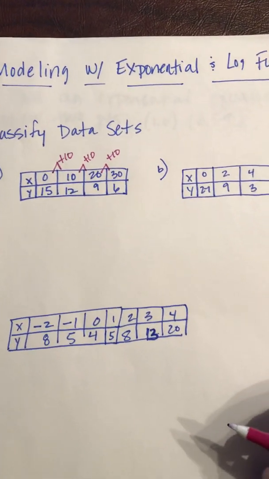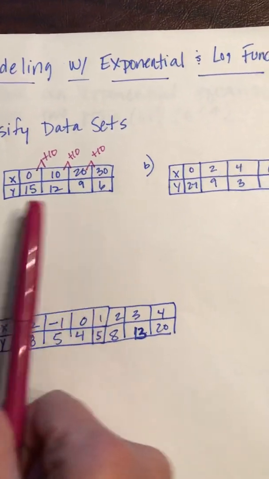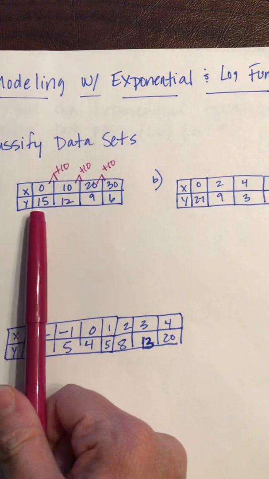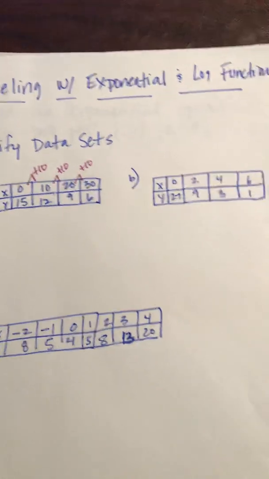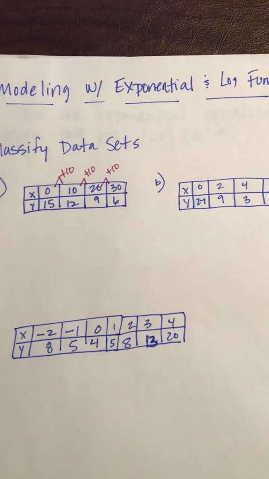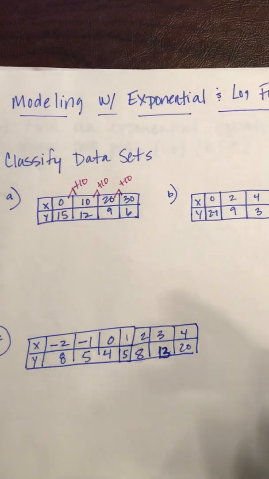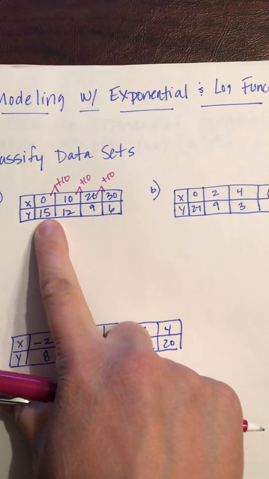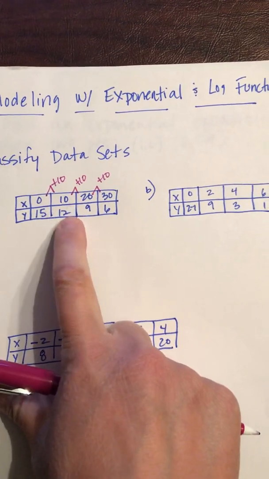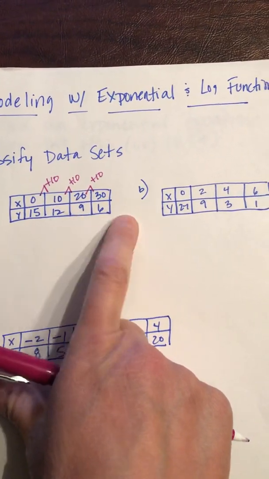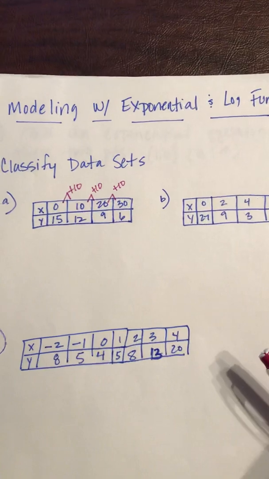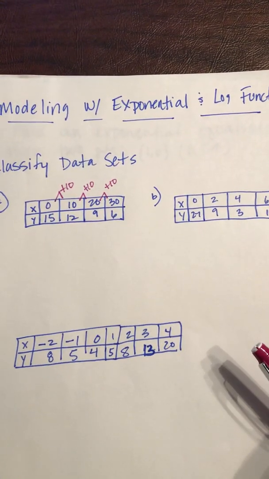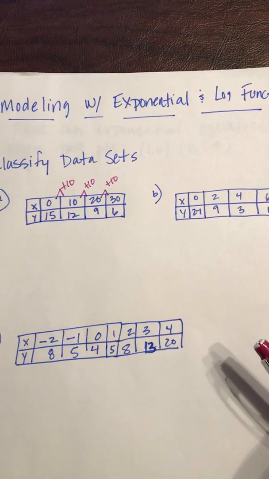If your inputs or your x values don't increase by the same amount, then we can't really determine what type of function it is. Next, we have to check how the numbers in the y values, or our outputs, are changing. In exponential functions, there's a common multiplier, like if we're multiplying 15 by something to get to 12, and 12 by something to get to 9, and so forth. For linear, you look for whether you're adding or subtracting the same amount.